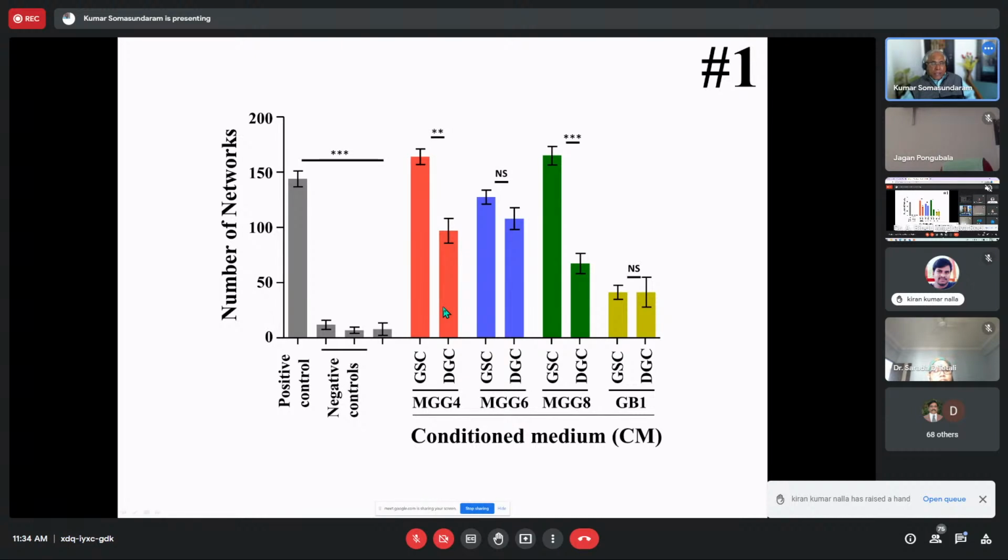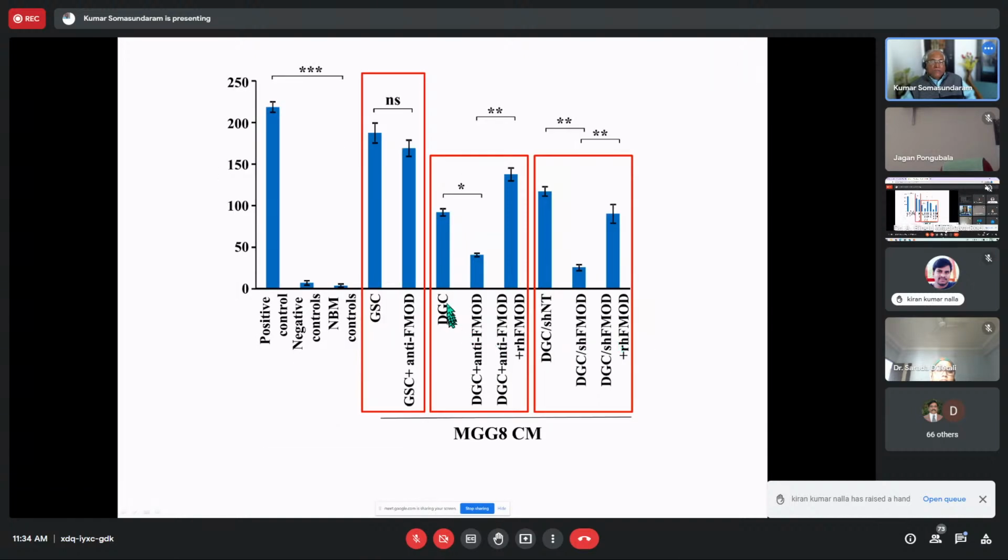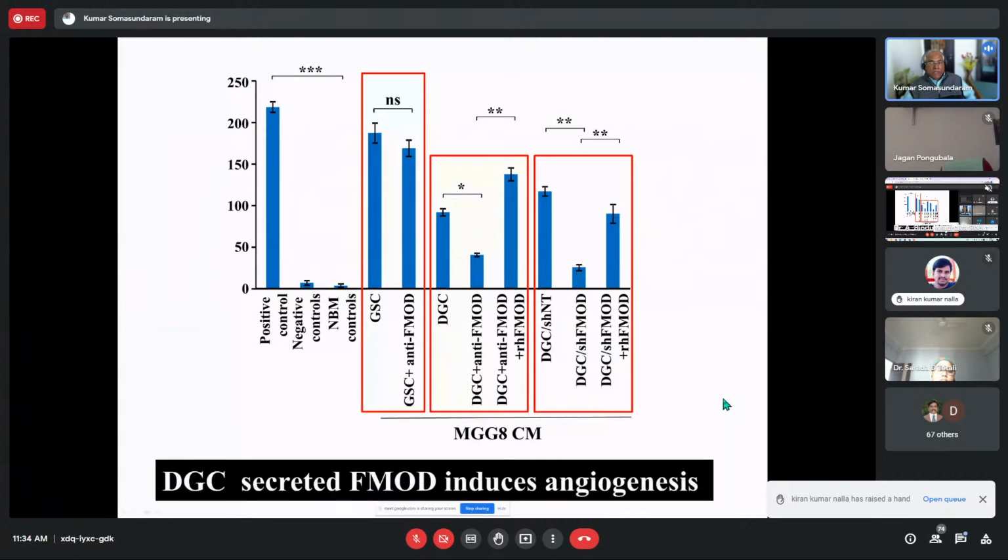And the question is whether the FMOD present in the DGCs makes the conditioned media induce angiogenic network formation. Is it really true? Yes. In this particular slide, you can see that DGC conditioned media induced angiogenesis is compromised when you add anti-FMOD, and that can be rescued by addition of recombinant FMOD. So this is evidence 1 that FMOD can induce angiogenesis.